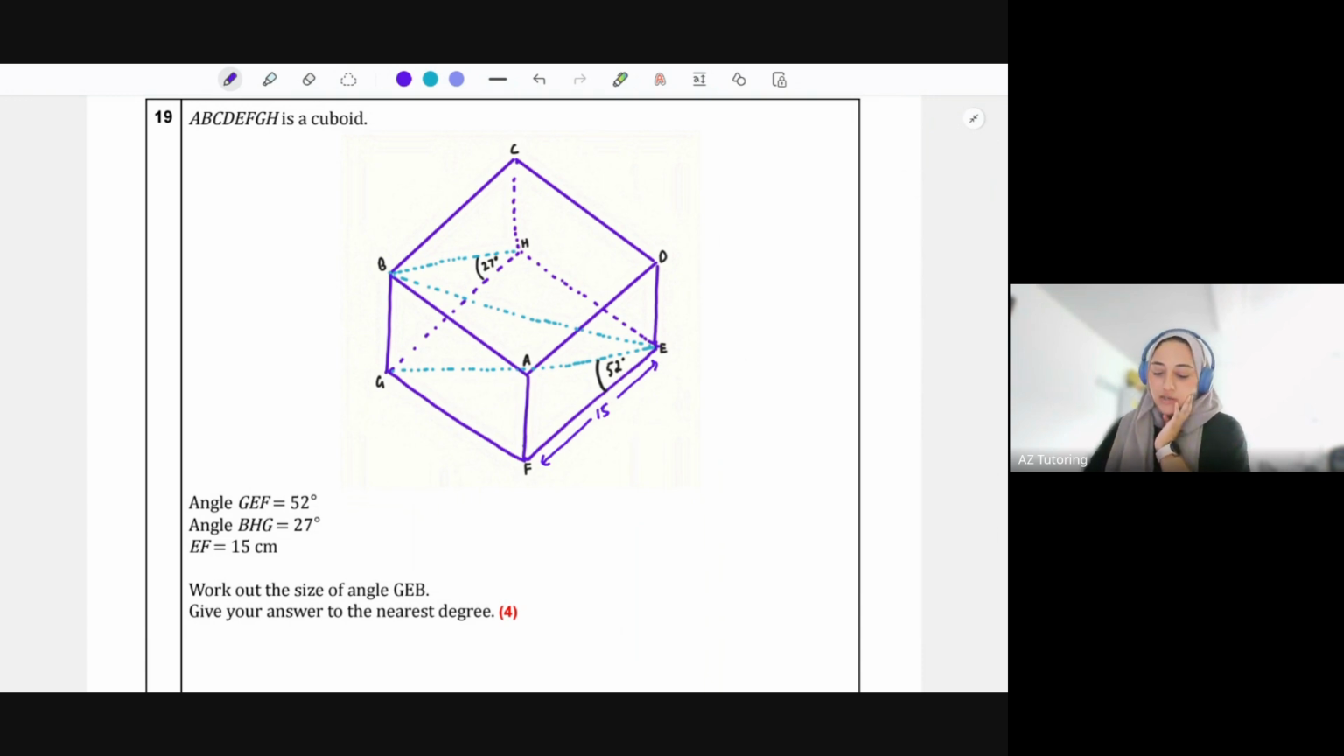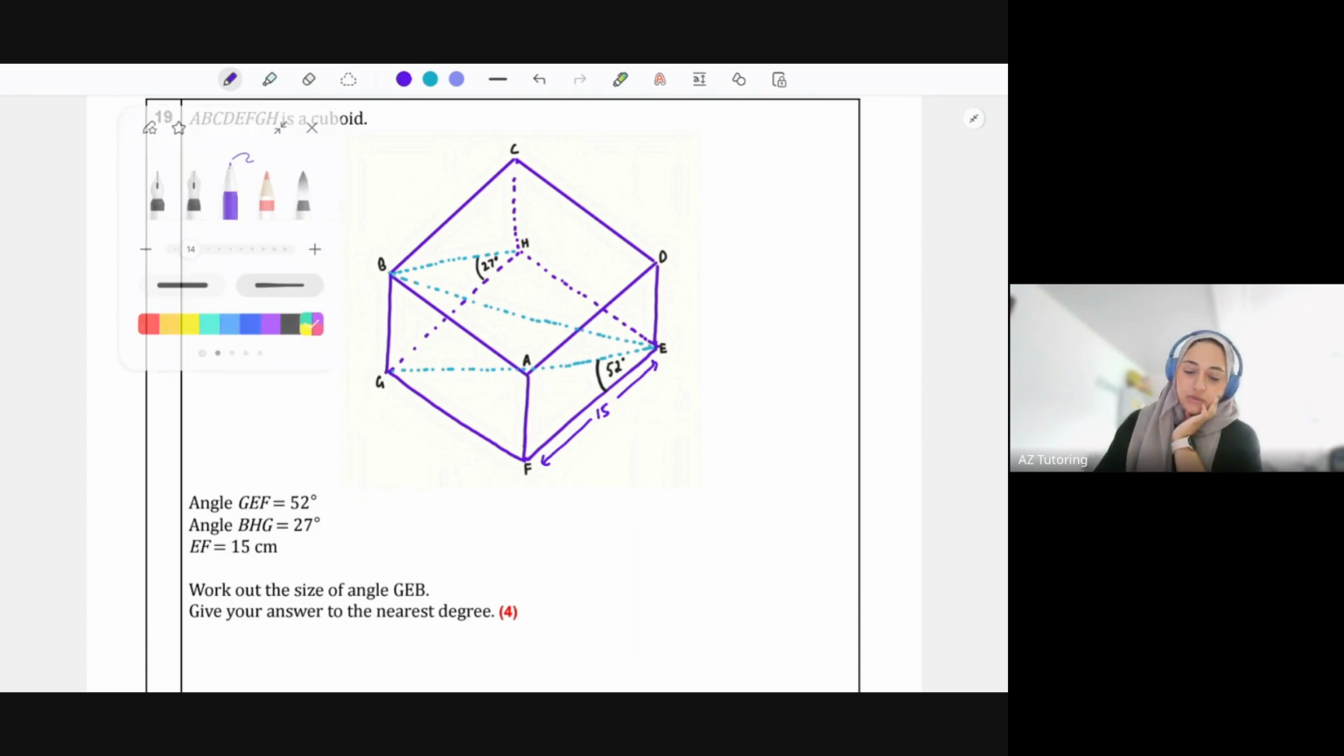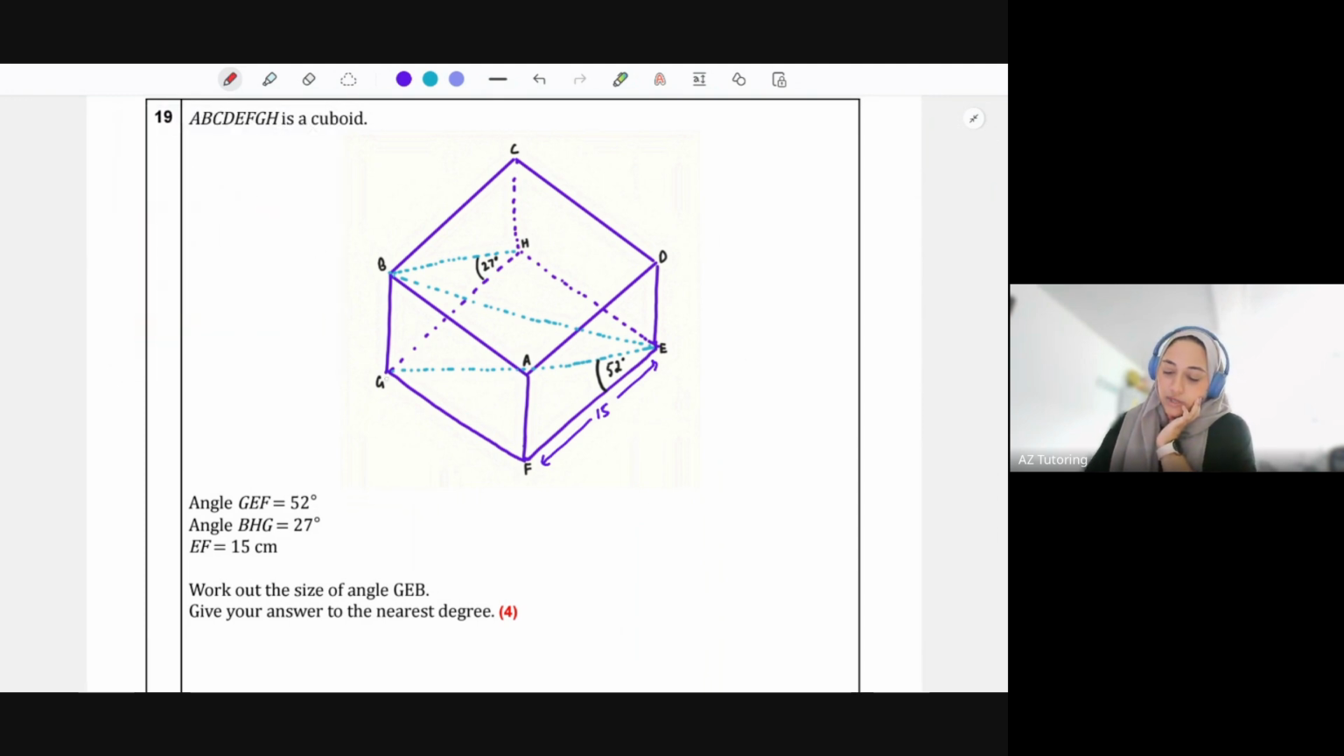Work out the size of angle GEB. Let me do that in red. GEB, where is that? GEB. Okay, so this one here. We want to work out the angle of this here. So I'm going to call that X here. That's what we want to try and find out.